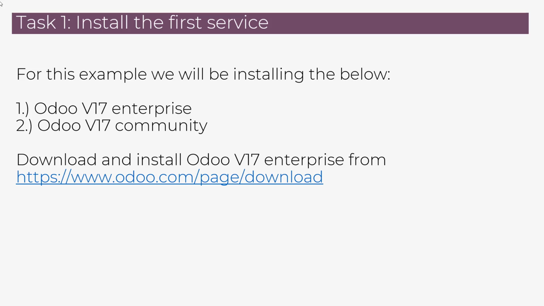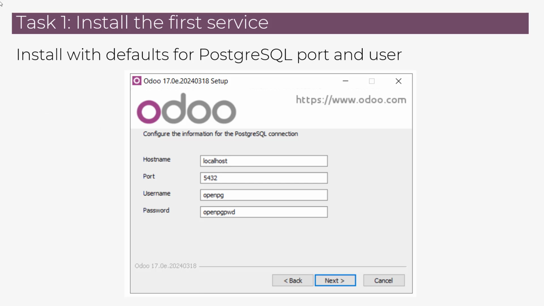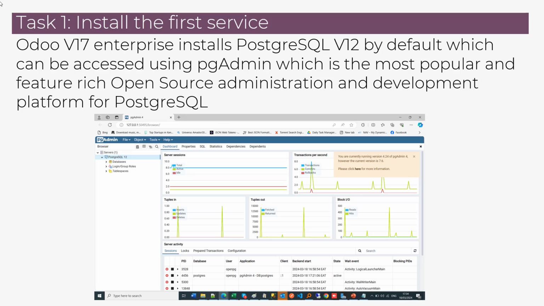So for today's example, we are going to install Odoo version 17 Enterprise and Odoo version 17 Community. This can be downloaded and installed from the link which will be provided below. After installing, you will install with the default port and user, that is 5432, and the OpenPG user. Odoo version 17 Enterprise installs PostgreSQL version 12 by default, which can be accessed using pgAdmin, which is the most popular and feature-rich open source administration and development platform for PostgreSQL.